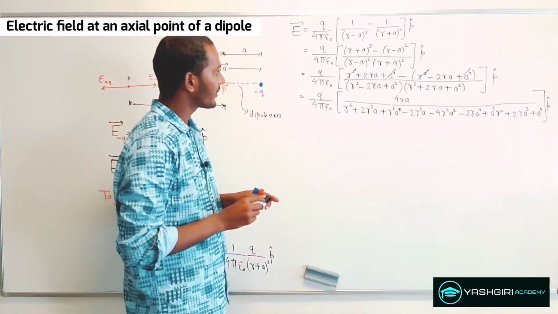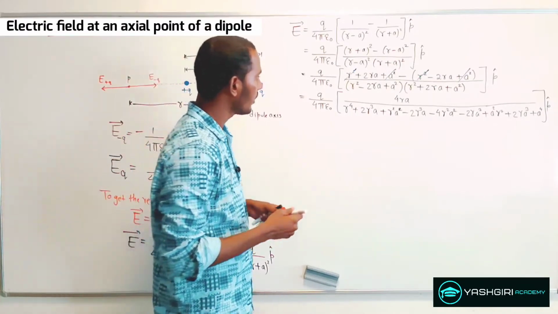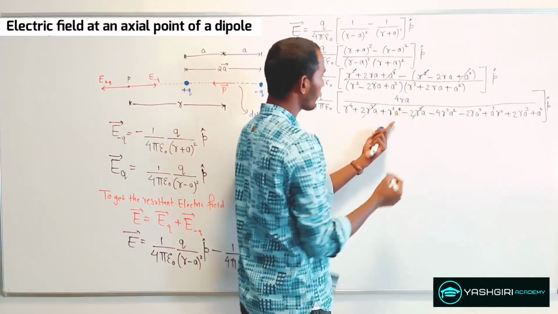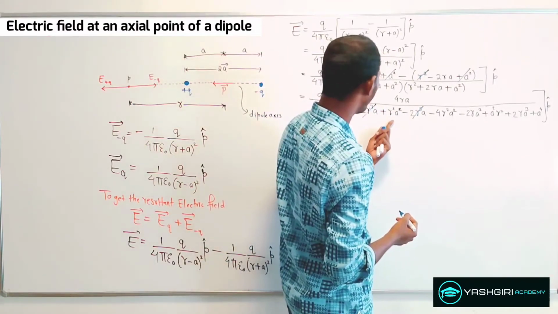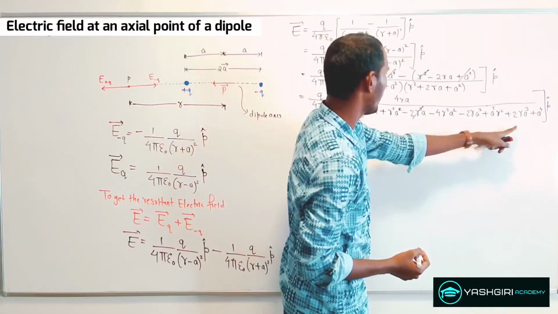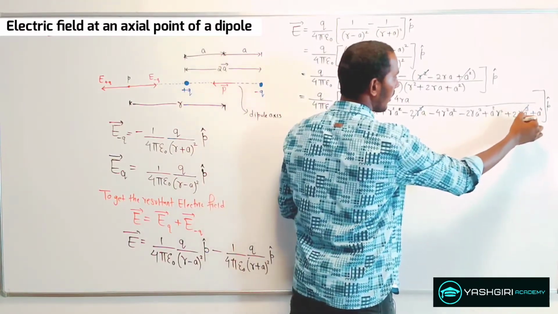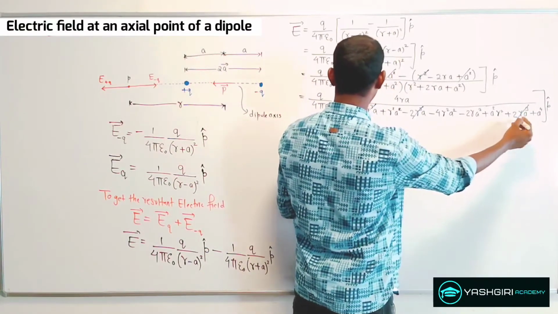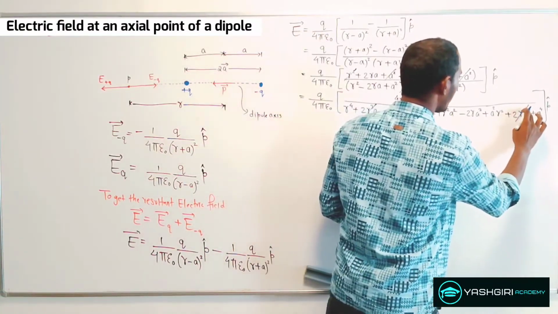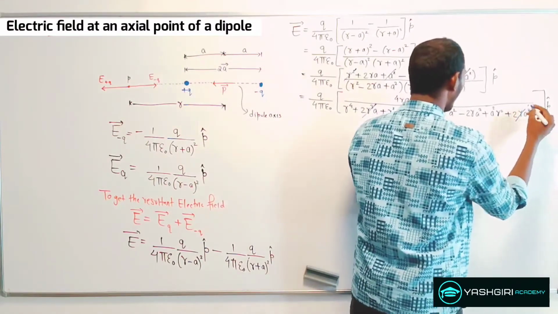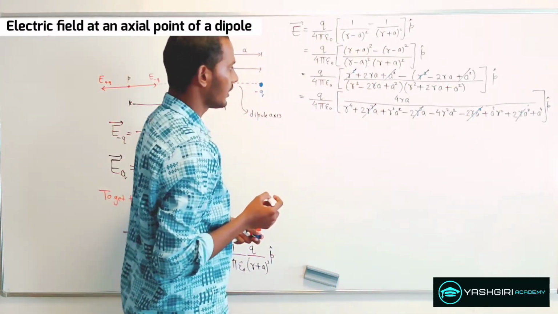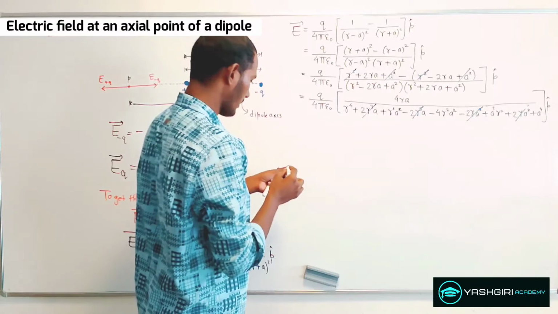Now here if you see the common terms, plus 2R cube A will get cancelled with this minus 2R cube A, and I am having a 2RA cube, which will get cancelled with this minus 2RA cube. And here what you are left with is this expression.